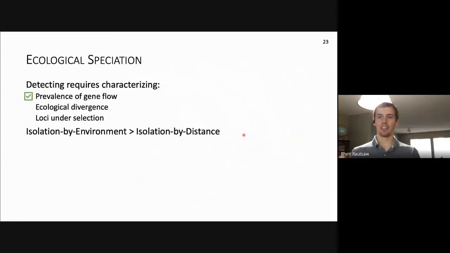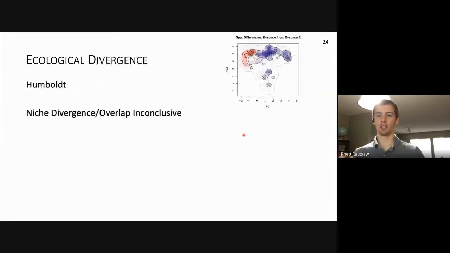So at this point, hopefully I've convinced you that there is a high prevalence of gene flow between these lineages. So we can go ahead and check our first box. The next thing we wanted to do is identify ecological or niche divergence between these species. To do this, we attempted to use a program called Humboldt, which measures niche divergence and niche overlap. But unfortunately, the results of Humboldt were inconclusive.